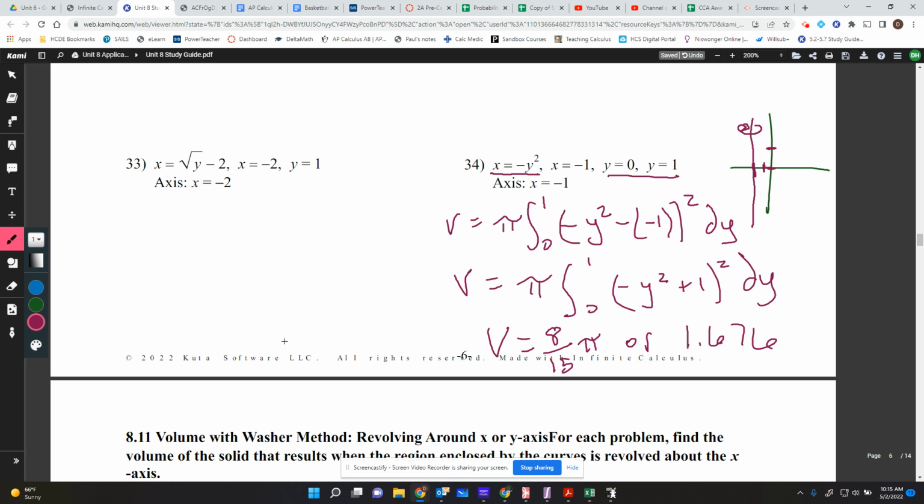Big things to remember there is when you're revolving around an axis parallel to the y-axis, your bounds, upper and lower, these are going to be y values. Right? That's a y value. That's a y value, right? Lower bound, upper bound. And then whatever you're rotating around, you take this minus the axis that you rotate around, square the whole thing, integrate.